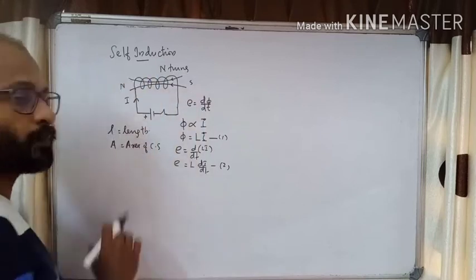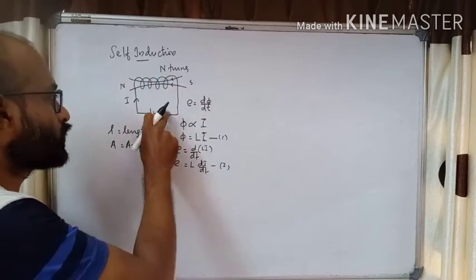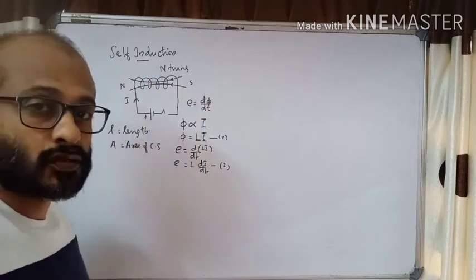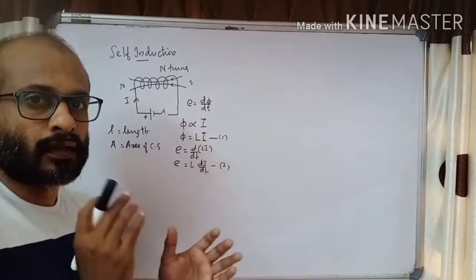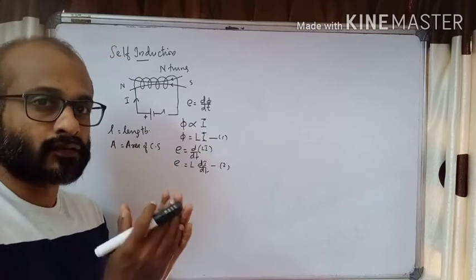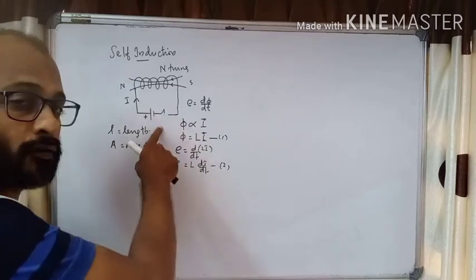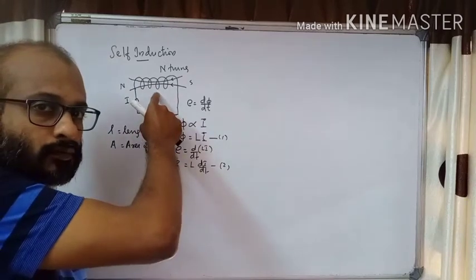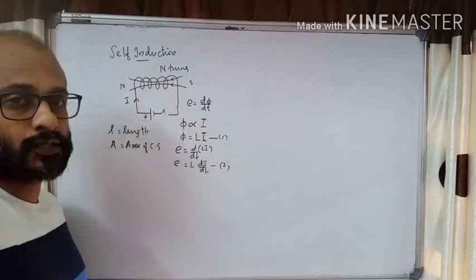Through each turn there is magnetic flux linked. Suddenly when you switch off, the magnetic flux decreases to 0. So there's a change in flux. In a short duration of time, the change in flux takes place. This change in flux will induce an EMF in the same solenoid. This is called self-induction.